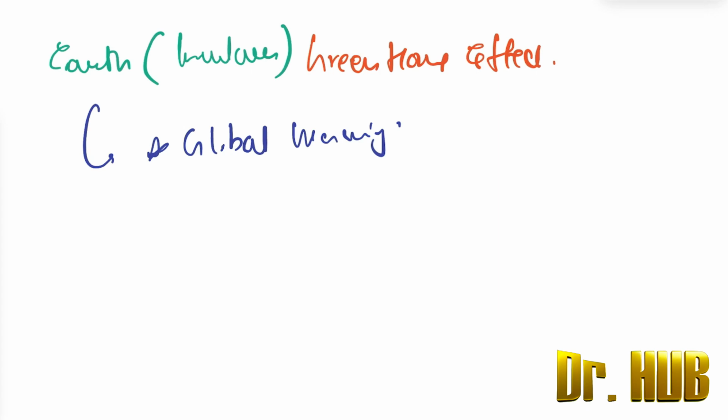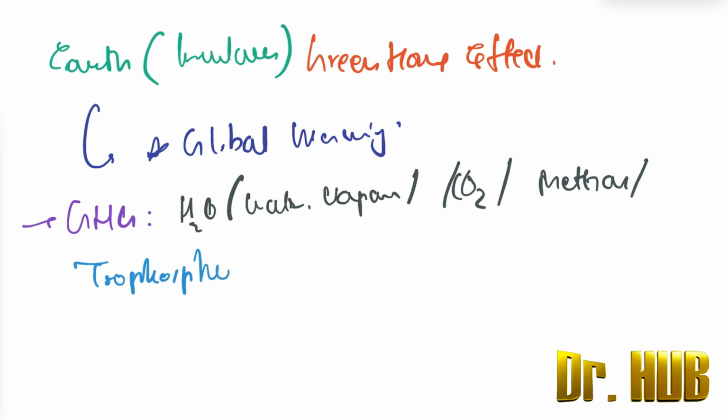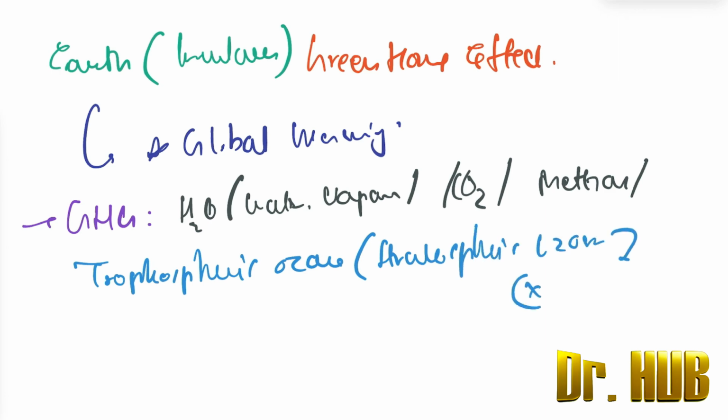The most important GHGs, that is the greenhouse gases, include water vapor, carbon dioxide, methane, tropospheric ozone (stratospheric ozone is not harmful), and also nitrous oxide.